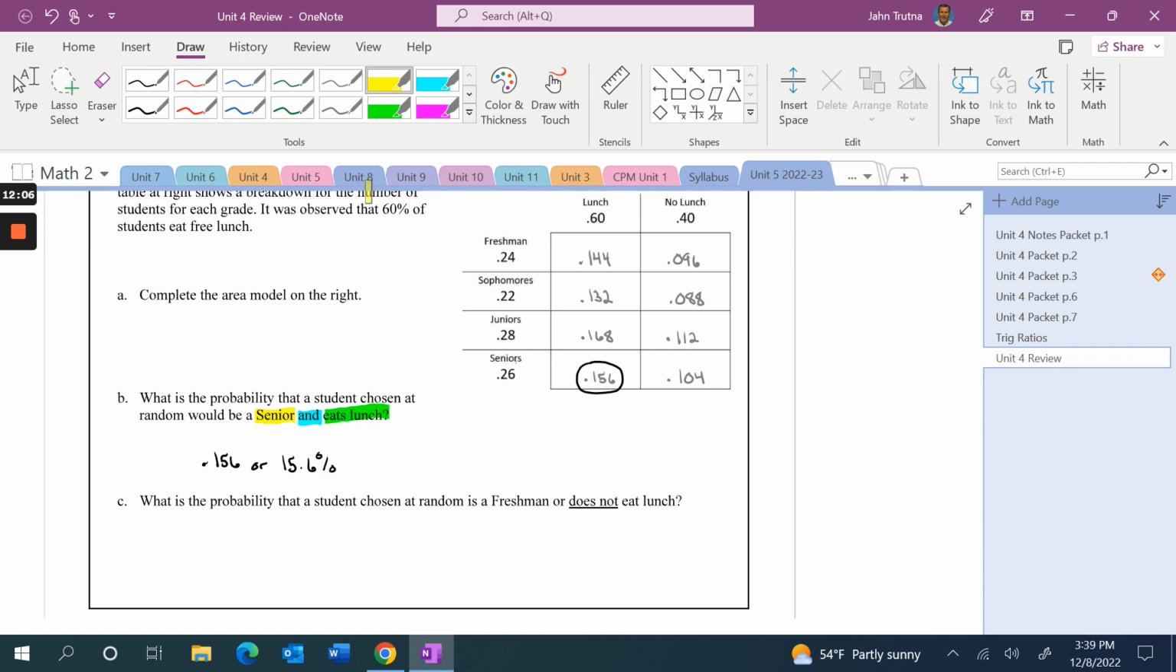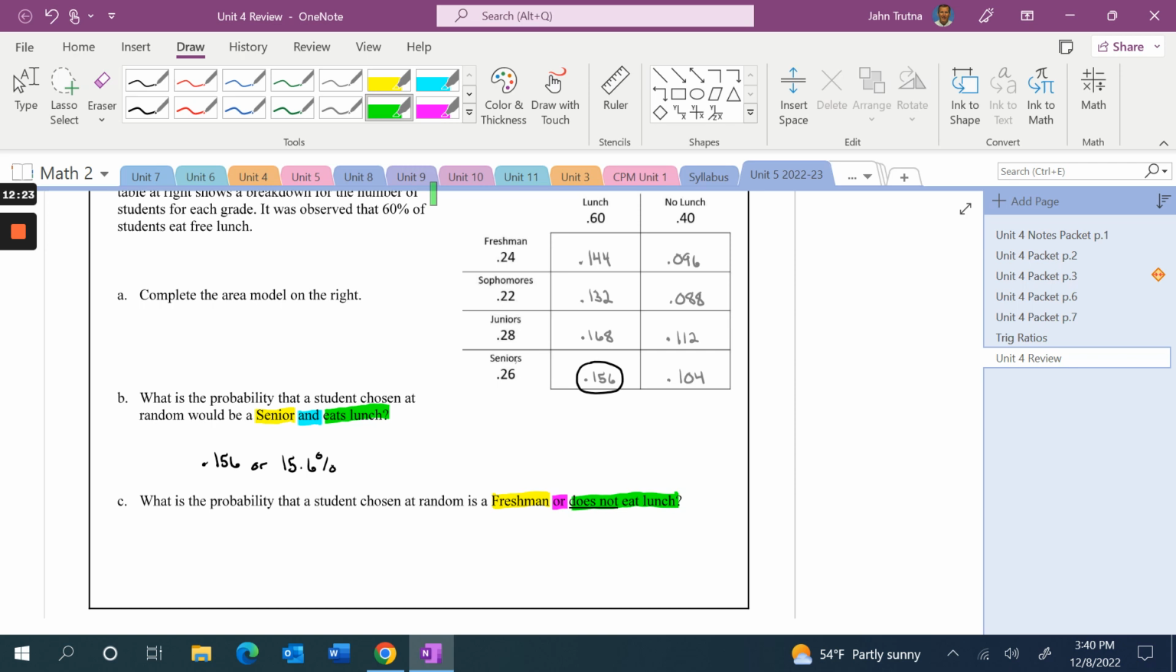Now we get to the second problem, C. What is the probability that a student chosen at random is a freshman? So we're going to be looking for freshman or does not eat lunch. This one involves the word or instead of the word and.